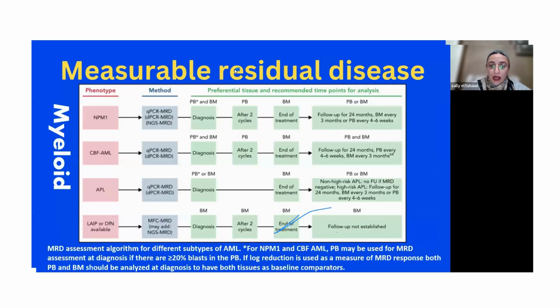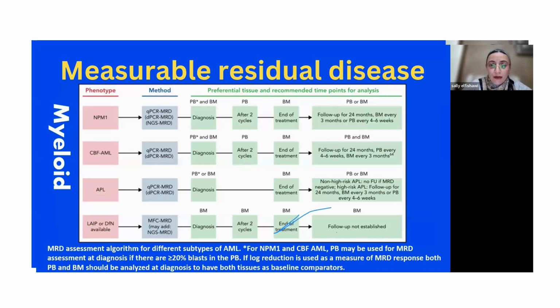For the AML, for the myeloid series, we have the nucleophosmin as a target. We can use the method either quantitative PCR, digital PCR, or NGS, either on peripheral blood or bone marrow. And whenever we start with the peripheral blood or bone marrow, we have to continue with the same initial sample that we have taken.